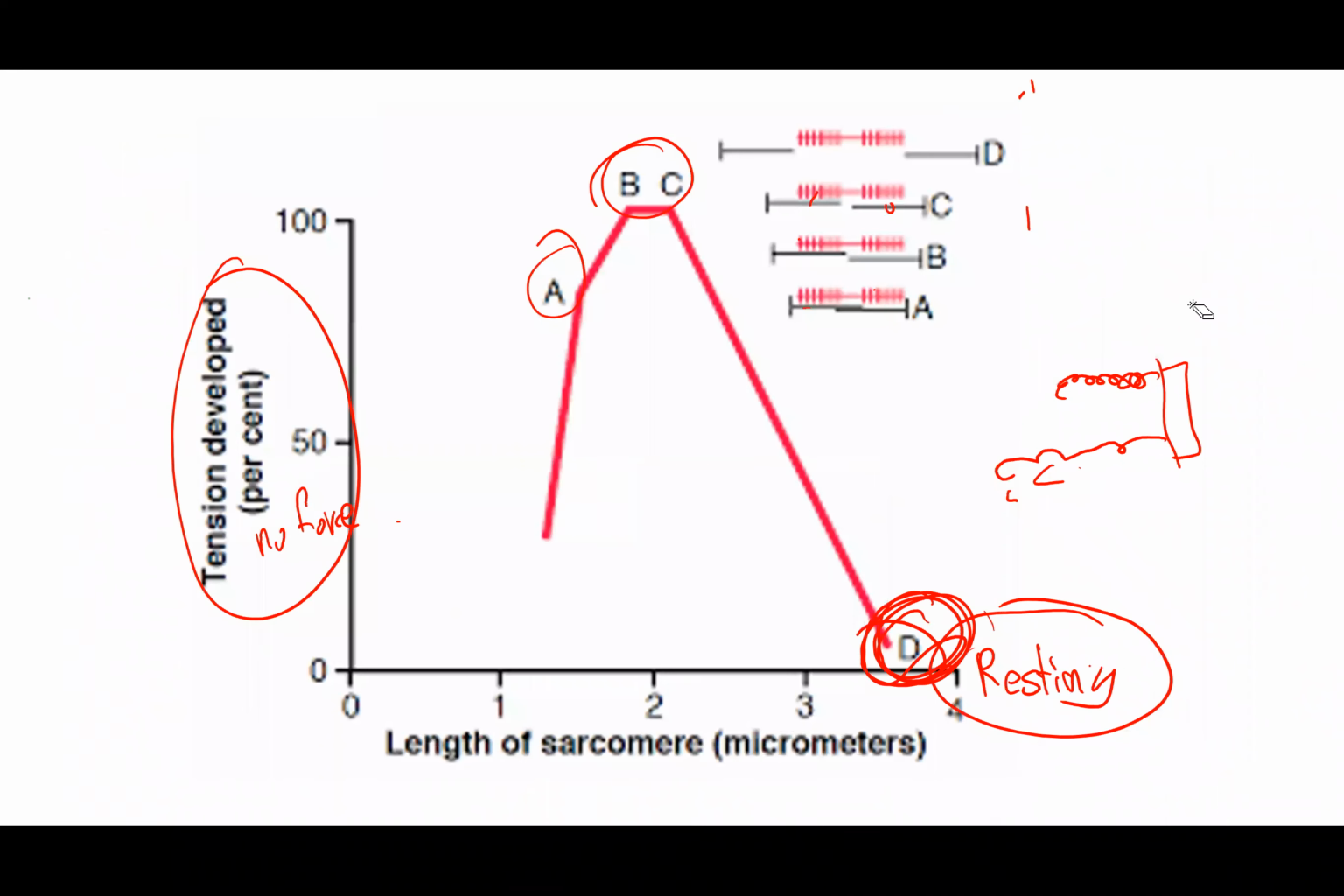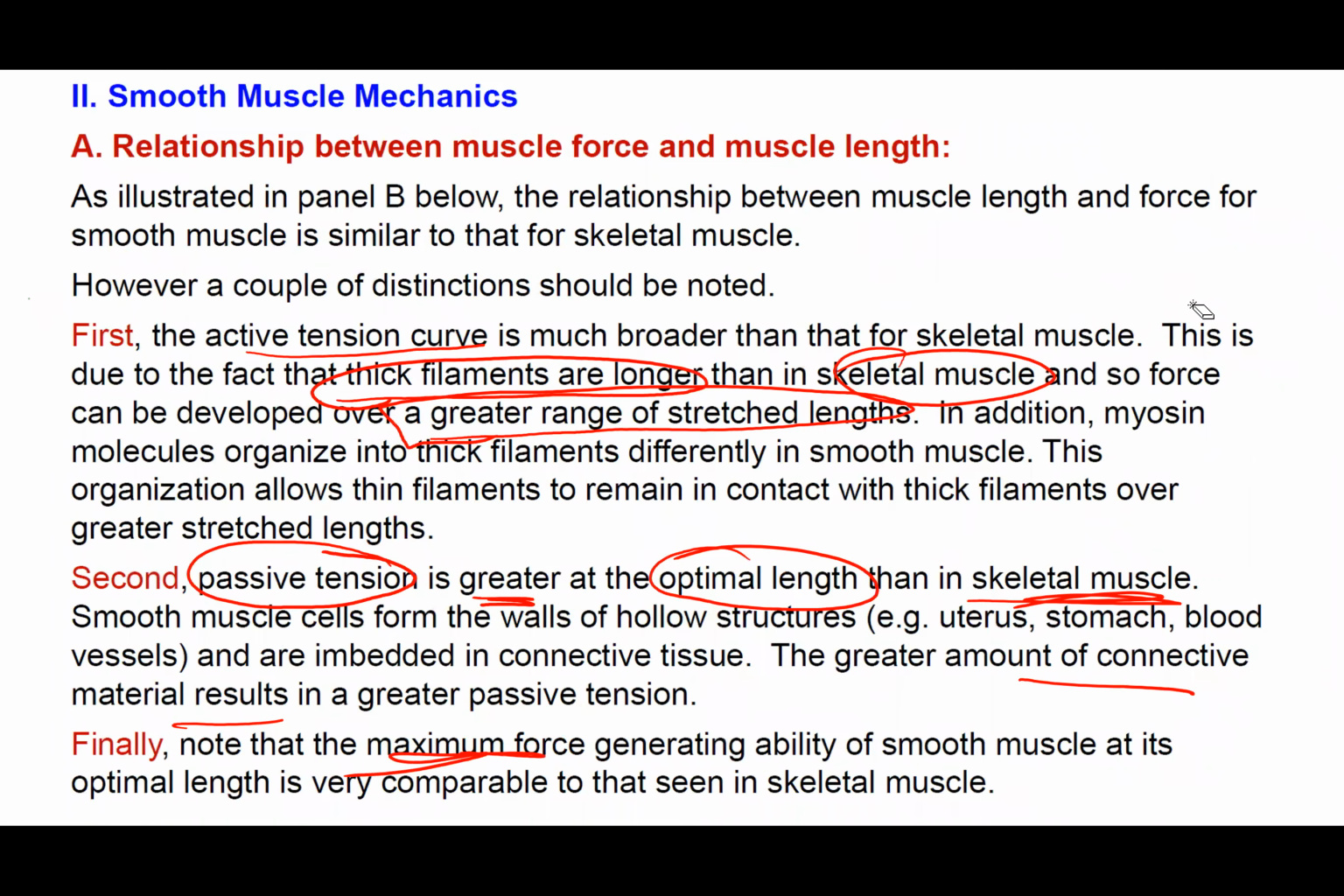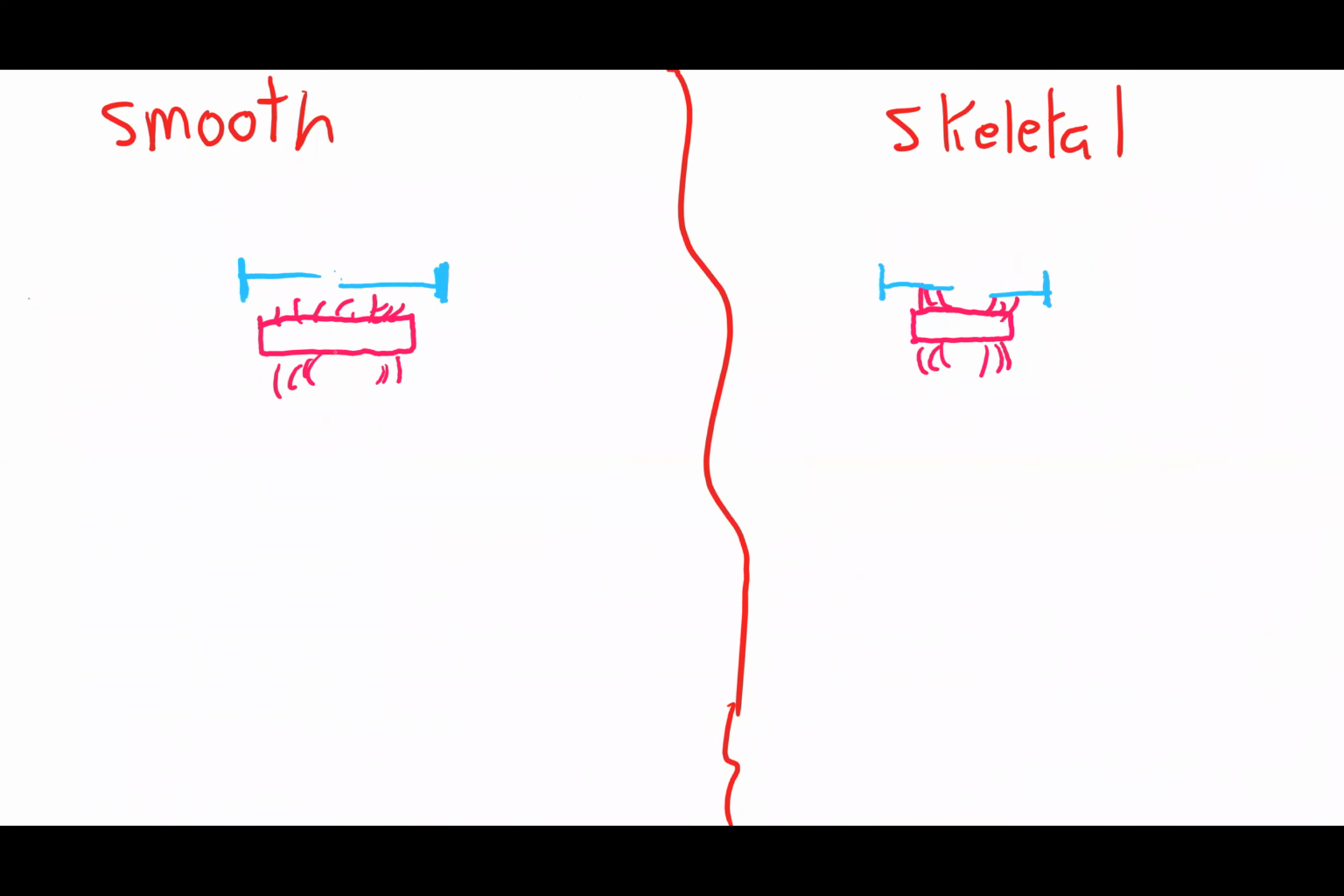And remember that there's increased passive force for smooth muscle because there's more connective tissue. I highlighted it here as well, I think. There's more connective tissue, so there's more passive tension, or passive force. Tension means force. And they both have the same amount of force generated. So these are the three properties. Just know them. If you don't understand it, the least you should do is remember these three properties.